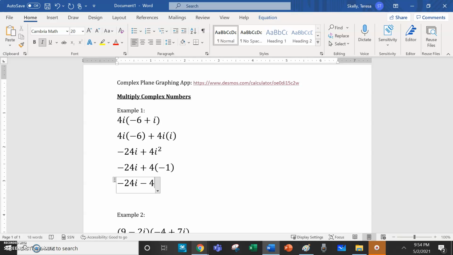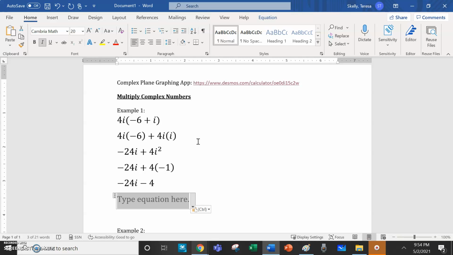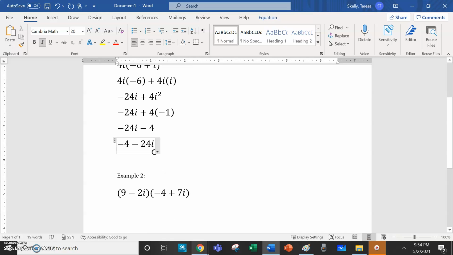And then I need to write this in standard form. The imaginary number needs to be in the second term and the real number needs to be in the first term. So I'm just going to switch the -4 and the -24i. Need to be careful to do this with signs. If that was a +4, I would end up with 4 minus 24i. Make sure you are following the signs and keeping them stable. Otherwise, you can't rewrite it. So now I have that as my final answer, -4 minus 24i.